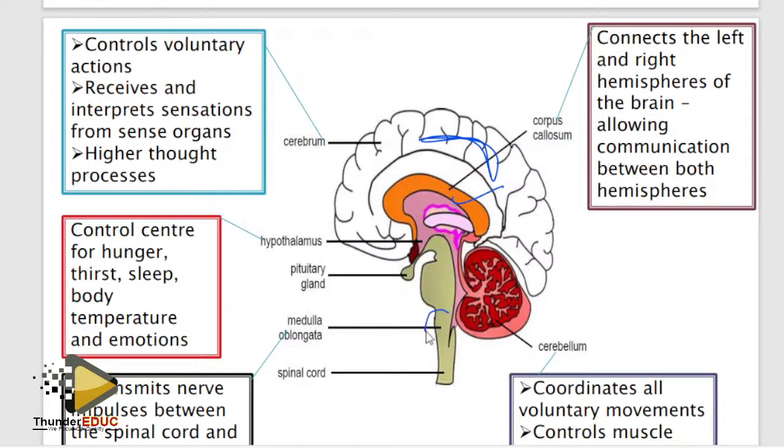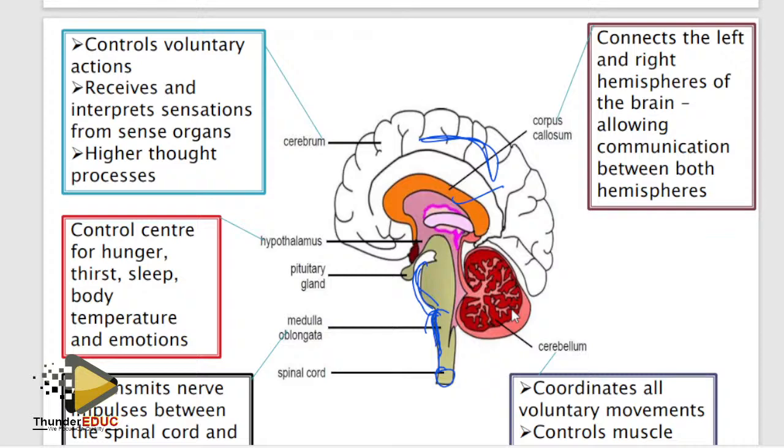Here, the first swelling is not the medulla oblongata. It's called the pons, but we don't ask you that. Then the second swelling is the medulla oblongata. After that swelling, down is the spinal cord. Please don't confuse the medulla oblongata and the spinal cord.